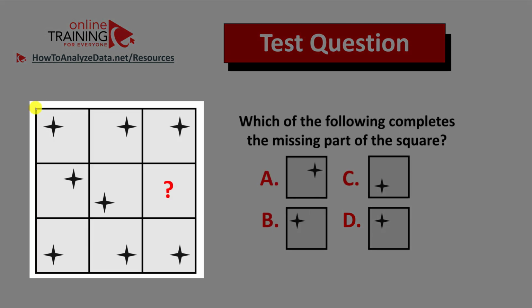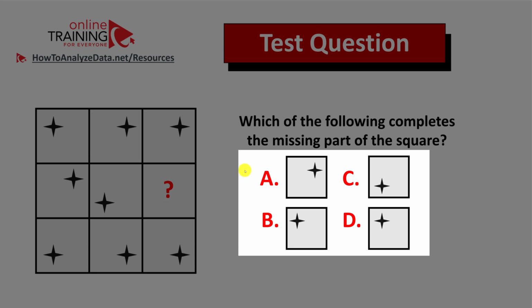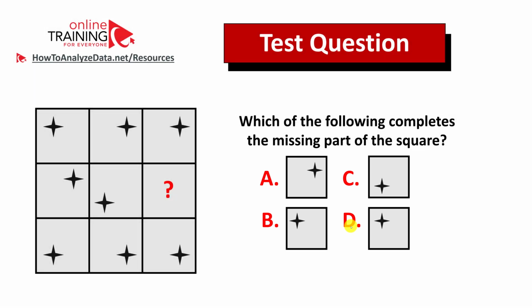And you have a 3 by 3 square, which consists of smaller squares. Each small square has a star, and all stars are in different corners. One small square is missing, and you have 4 different choices to figure out the final answer. Choices A, B, C, and D. Each choice has a star in a different corner.